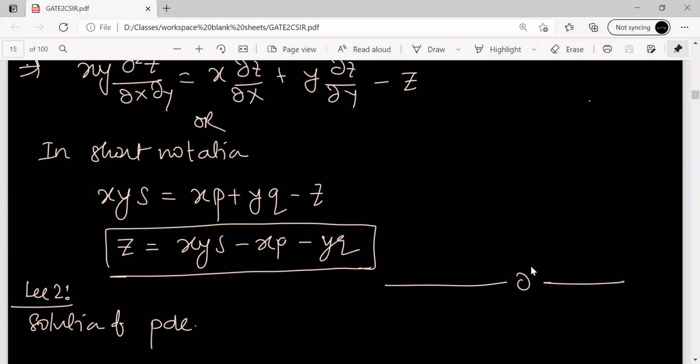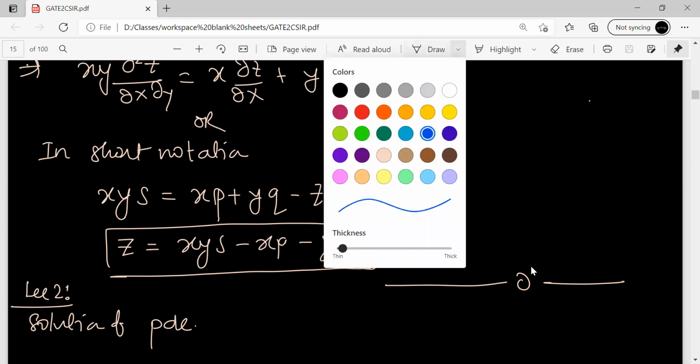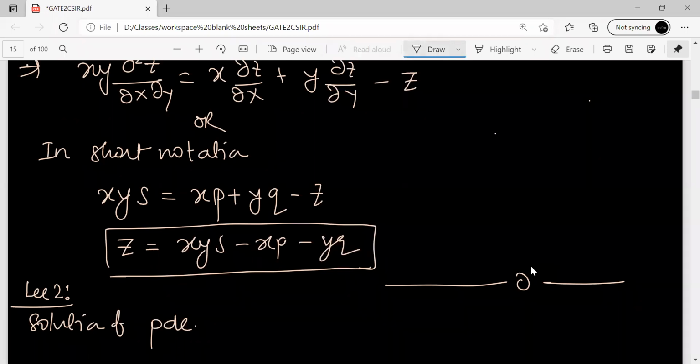Good afternoon. So in this session, we will solve a PDE by the method of Lagrange. I hope you have watched the previous video in which we learned the origin and formation of partial differential equations. In this session, our goal is to solve a partial differential equation, PDE. Okay, so it's session 2. Here we will learn to solve.